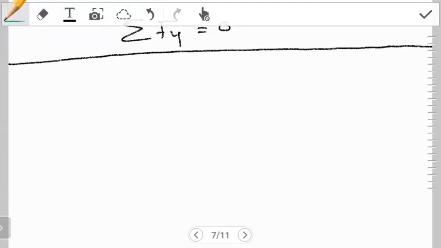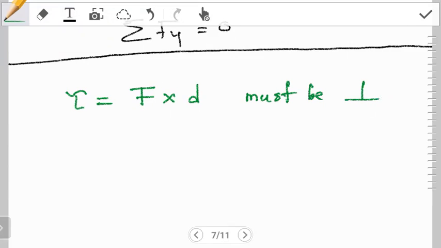So now, just in case you've forgotten what torque is, it is just the product of force times the distance. But there's only one catch to this. The force and the distance must be perpendicular. So they must be perpendicular. So I'm using this symbol to mean perpendicular.